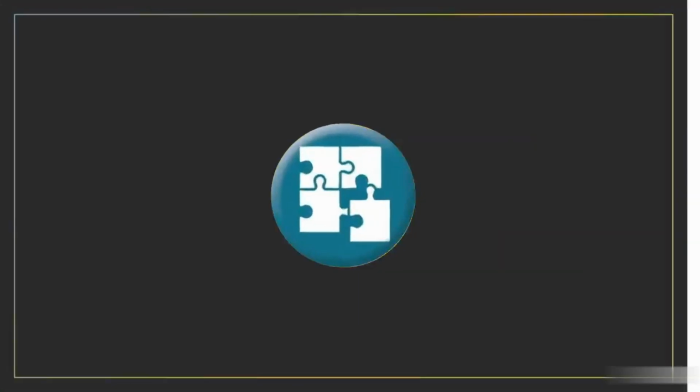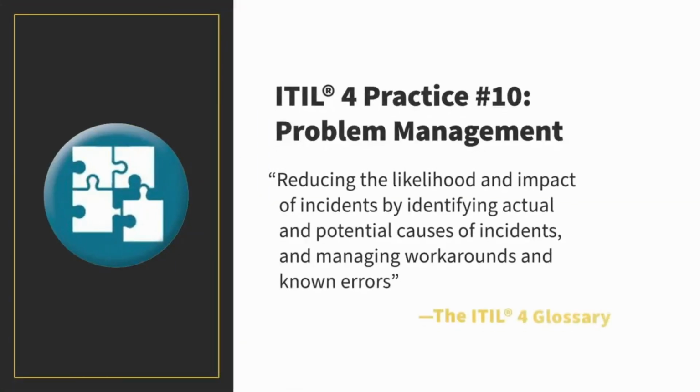The next ITIL practice is problem management, which is roughly equivalent to the ITIL v3 problem management process. It's where we go after the root cause of one or more incidents. You can think of incidents as specific instances of a user or a service being impacted, and each instance being a symptom of an underlying problem.